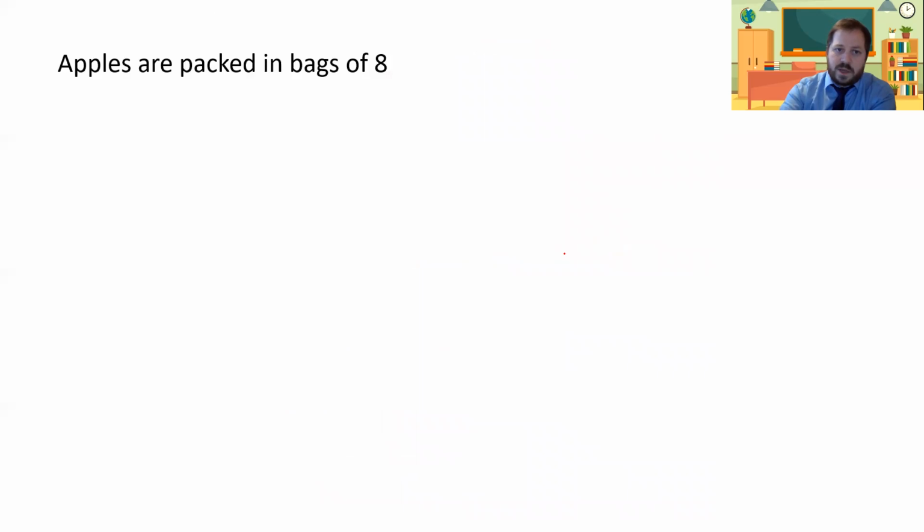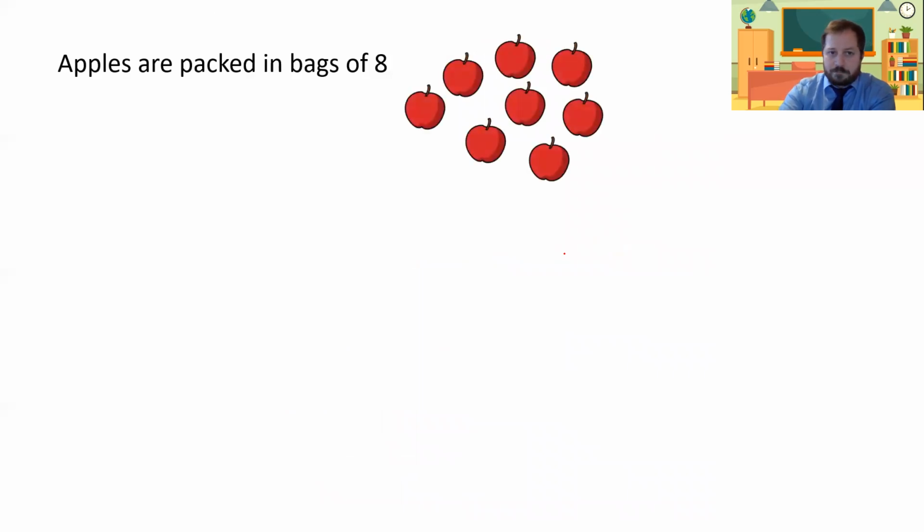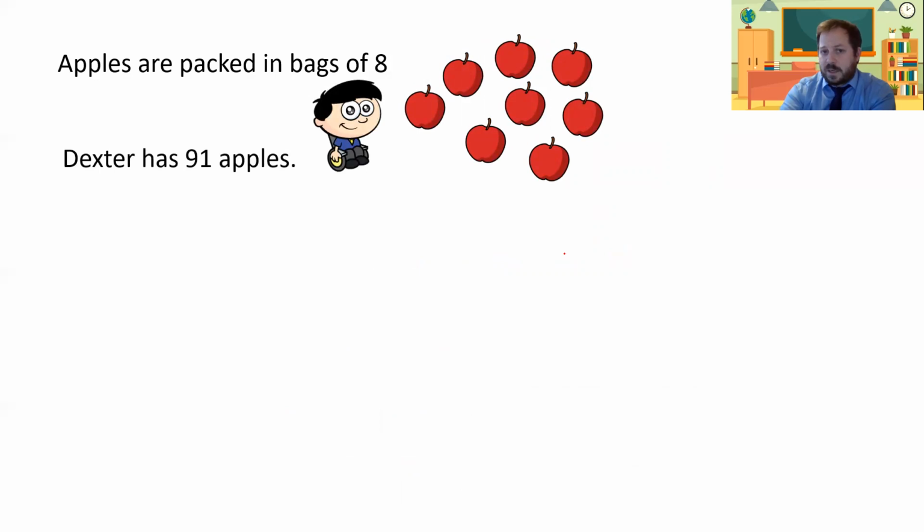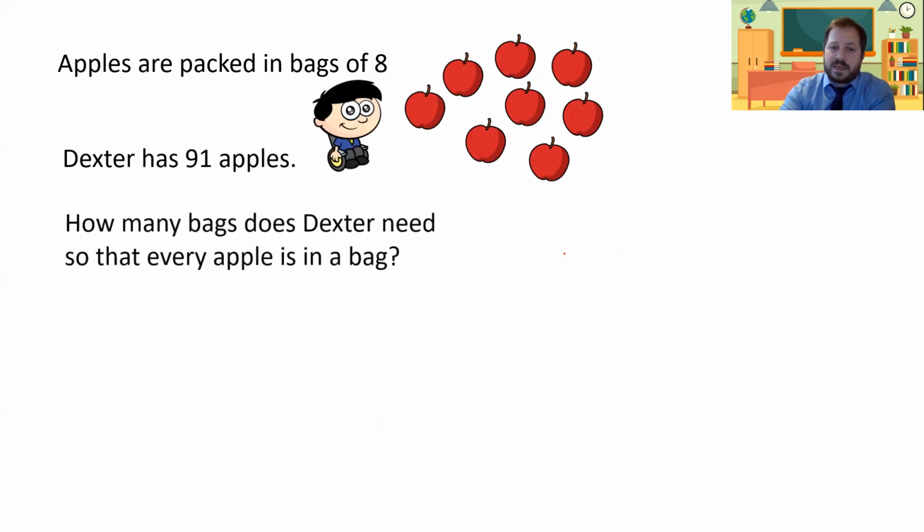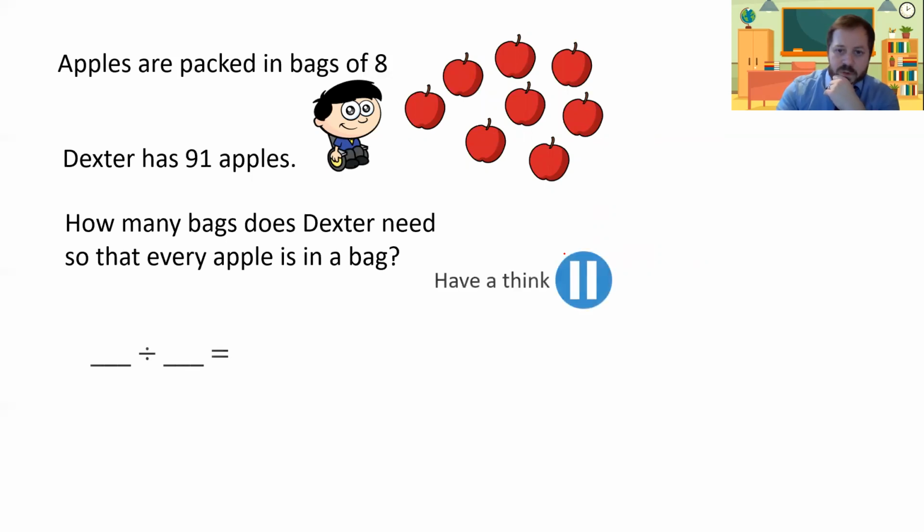So apples are packed in bags of 8. Here's 1 bag. Dexter has 91 apples. How many bags does Dexter need so that every apple is in a bag? This is very similar to a lot of reasoning and problem-solving questions that you'll have around division, because what they're looking to do is try and catch you out. So work out the answer, use a place value grid if you need to, use your part whole model if you need to in order to get to the answer. Pause now and have a go.